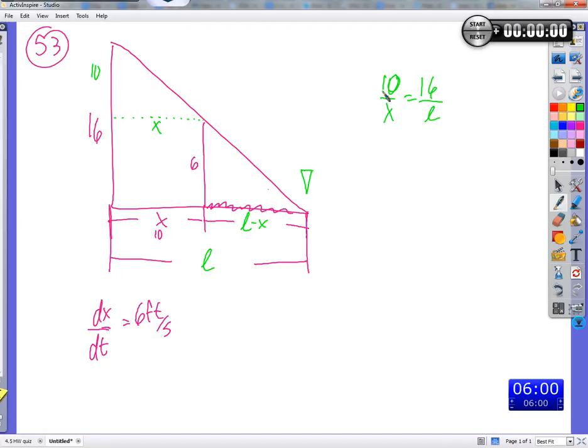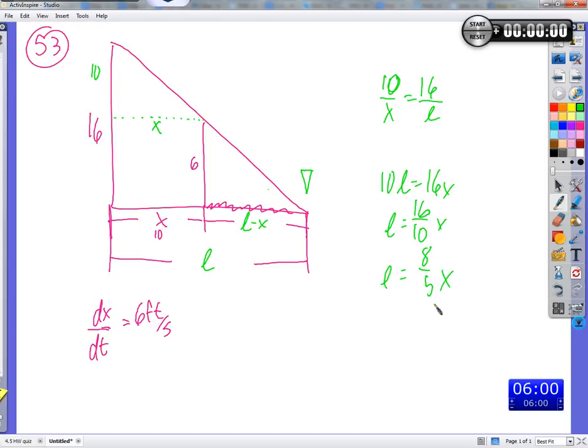Okay, so now we have an equation that relates the distance X, which we know something about, we know how fast it's changing, and it relates it to L, which we want to know how fast L is changing. So multiply both sides by L, multiply both sides by X, and we have 10L equals 16X. We'd like to know how fast L is changing, so it wouldn't kill us to get L by itself. L equals 16 over 10 x, L equals 8 over 5 times x. Okay, so we've just gotten L by itself.